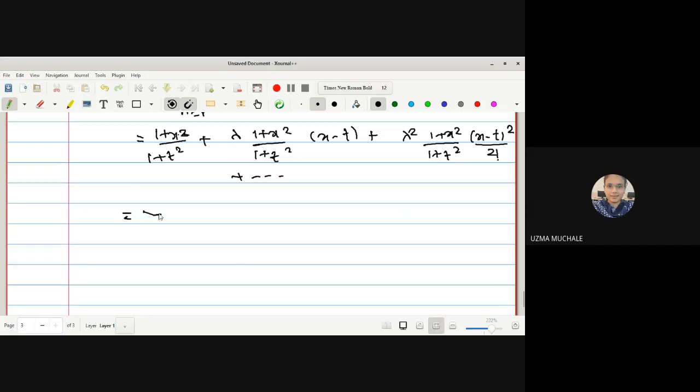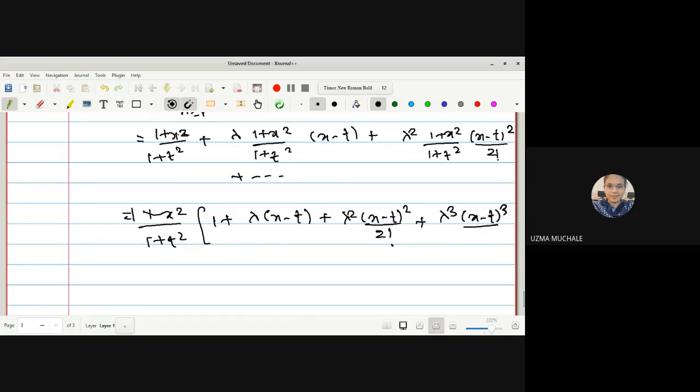Now I can take 1 plus x square by 1 plus t square outside, and we can have 1 plus lambda x minus t plus lambda square x minus t square by 2 factorial plus lambda cube x minus t raised to 3 divided by 3 factorial plus so on. So we can have this formula as 1 plus x square by 1 plus t square, then it is e raised to lambda x minus t. And this is what the resolvent kernel we have found.